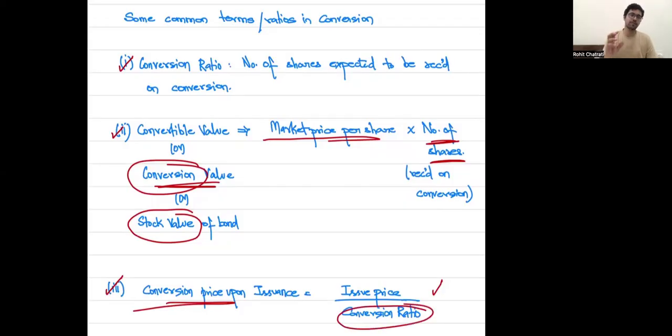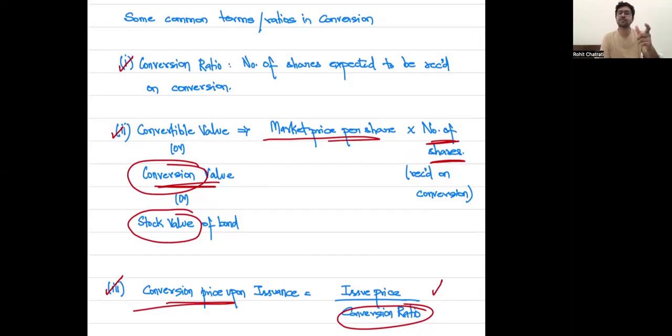For example, the conversion ratio is 20. Let us say I issued the convertible bond at 100 rupees. The conversion price will be 100 divided by 20, which is equal to rupees 5. What does this 5 basically mean? It means that if the share price touches 5 rupees, then it is actually worth converting.